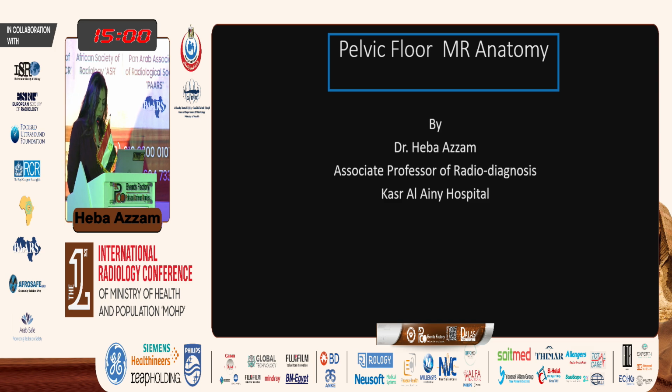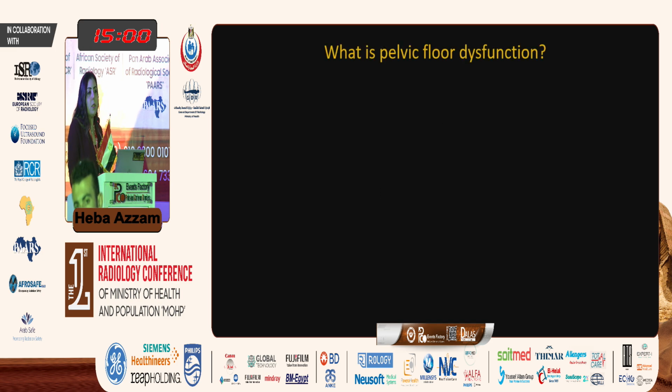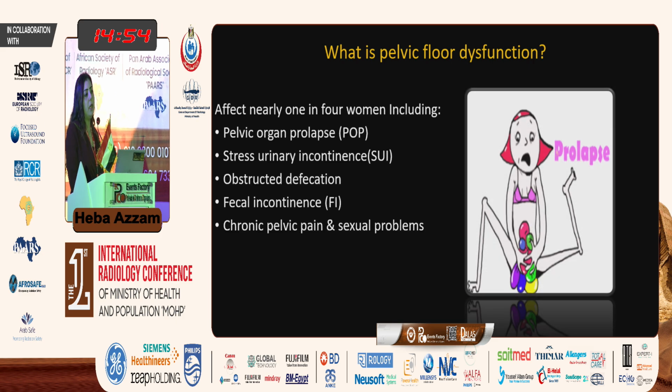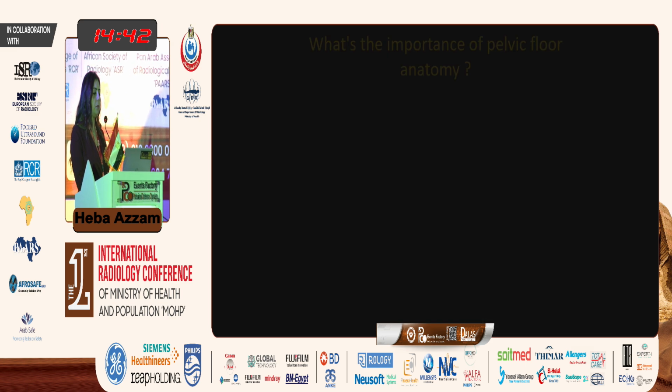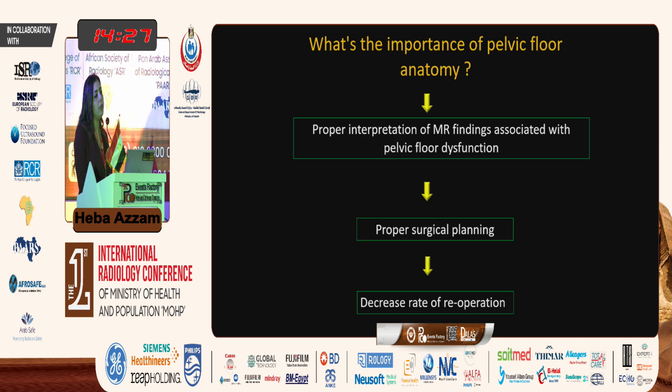Thank you, Dr. Rania, for the nice introduction. What is pelvic floor dysfunction? Pelvic floor dysfunction affects 1 in each 4 women. It can present with urinary incontinence, pelvic organ prolapse, fecal incontinence, obstructive defecation, sexual problems, or even chronic pelvic pain. Proper interpretation of MR findings associated with pelvic floor dysfunction is of utmost importance in order to do proper surgical planning, thus reducing the rate of reoperation, which is very high in pelvic floor cases, reaching 30% of the cases.